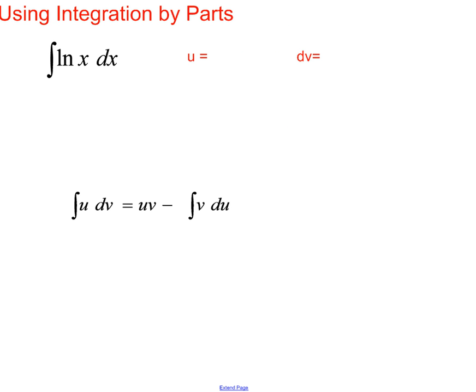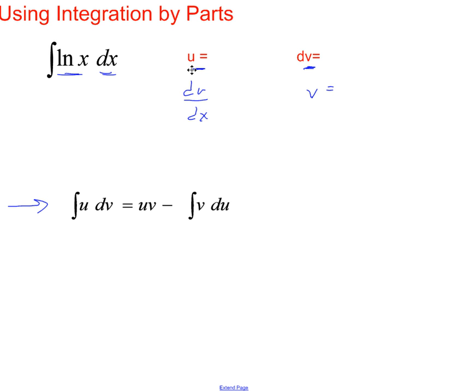Using integration by parts, let's find the integral of ln x dx. I have to set up a u and a dv. From that u, I'm going to take the derivative to get du, and from that dv, I'm going to find the antiderivative and get v. Then I can substitute back in here. Well, I only have two choices. I can let u be ln x or dx. I could let dv be equal to ln x or dx. But I can't take the antiderivative of ln x. That's what I'm trying to do to begin with.